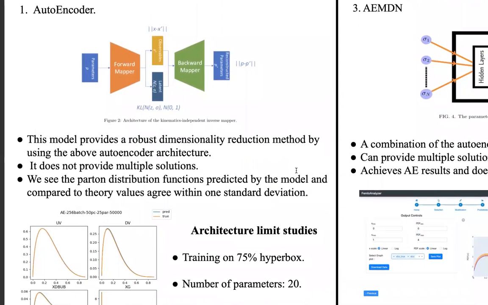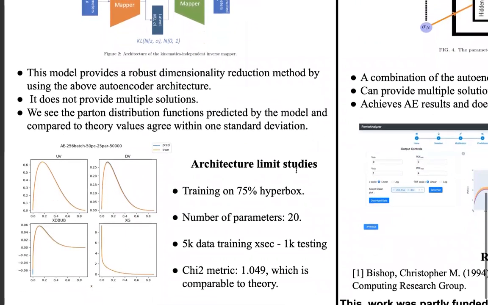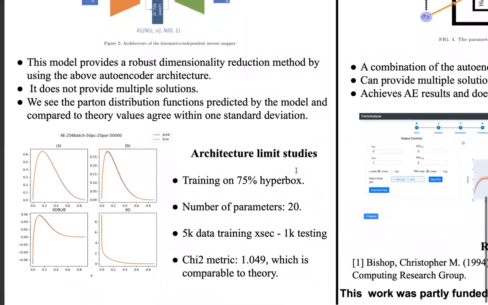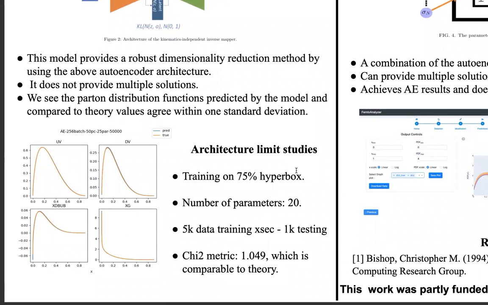We have tested the limitations of our autoencoder model in both hyperbox and parameter space. We have increased our parameter reach as well as our hyperbox training up to 75% of the total hyperbox given to us by Jefferson Lab and up to 20 parameters of the 25 total. In that search, we have achieved a chi-squared metric of 1.49.